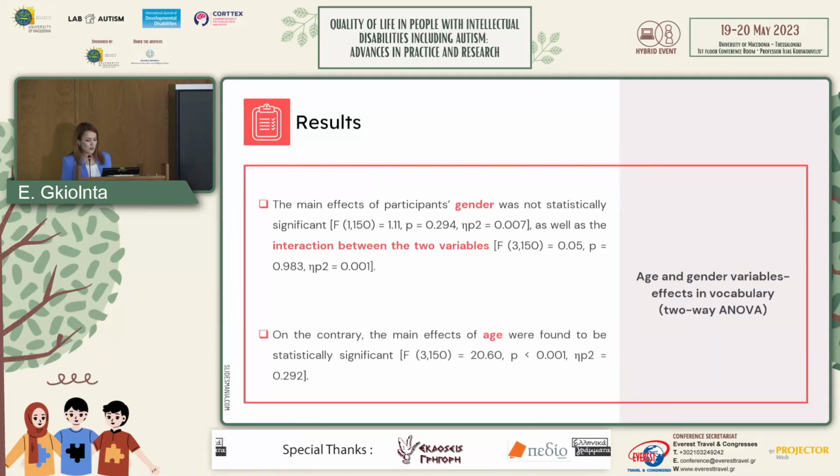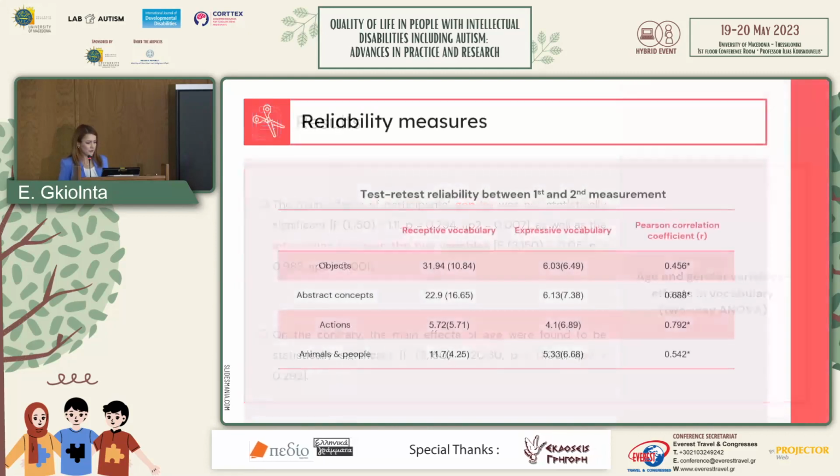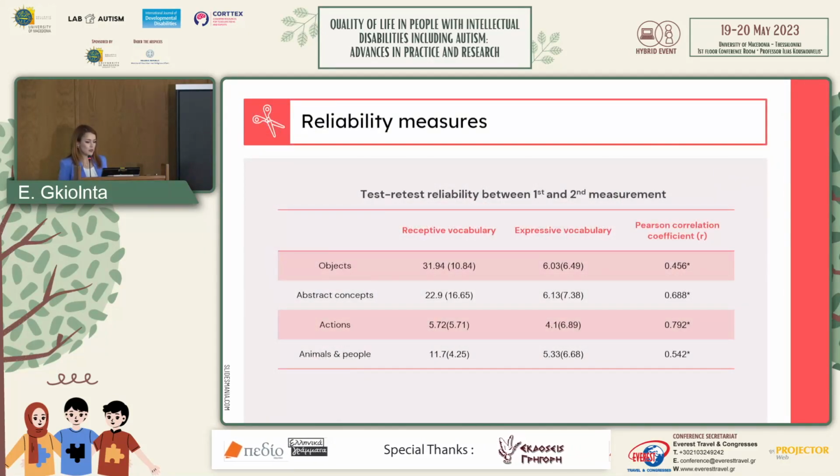This is the two-way ANOVA. The main effect of participants' gender was not statistically significant, as well as the interaction between the two variables. Here, with the two-way ANOVA, we took as variables the age and the gender of participants combined, and wanted to test the effects on their vocabulary. On the contrary, the main effect of age was found to be statistically significant again. The test-retest reliability was checked with the Pearson correlation coefficient, and now you can see it in each category, in receptive and expressive vocabulary separately.